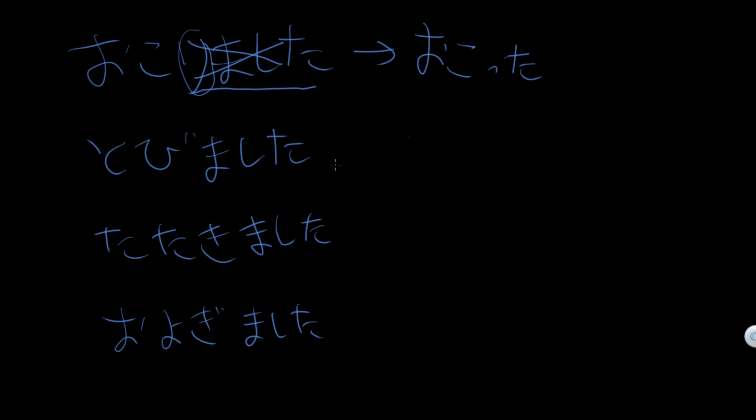Oh no. Tobimashita. Bi in front of the mashita. Not an exception. Group 1. Leave the to. Add nda. Tonda. I flew.